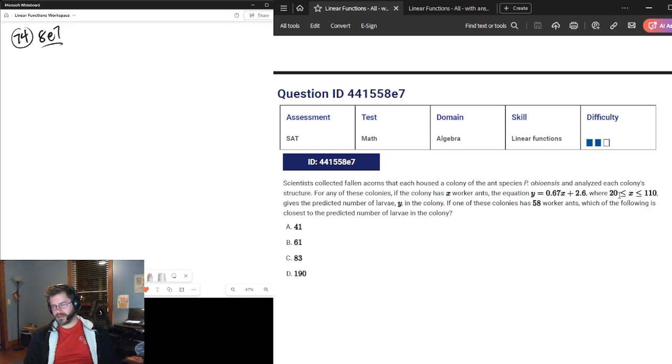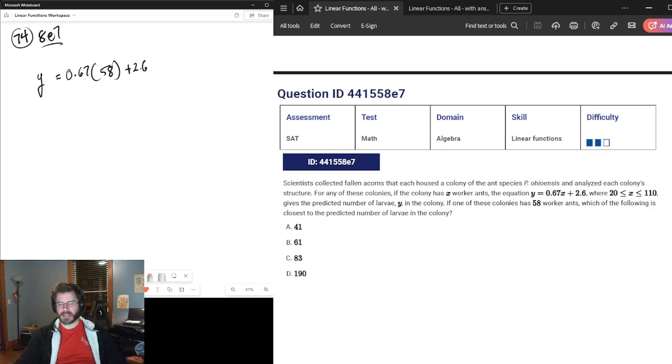So the range, or the domain restriction there on x, is a distraction. They give us a value here, 58 worker ants, and worker ants is x. So plug in 58 for x: 0.67 times 58 plus 2.6. And then what are we going to do with this? We're going to multiply, and this is equal to our function, of course, y.